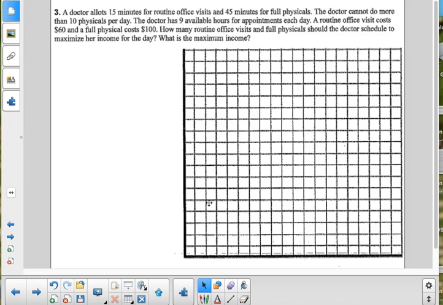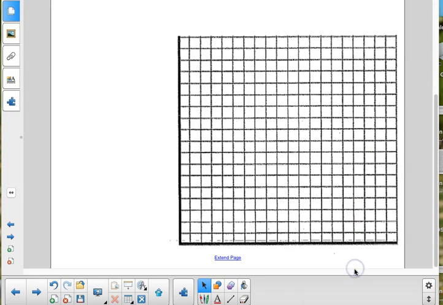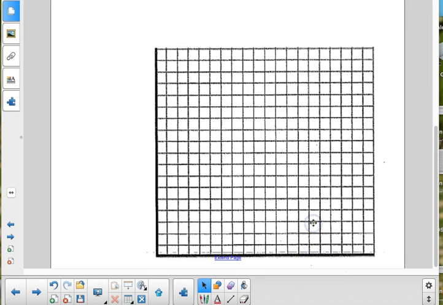All right, a doctor allots 15 minutes for routine office visits and 45 minutes for full physicals. The doctor cannot do more than 10 physicals per day. The doctor has 9 available hours for appointments each day. Each routine visit costs $60 and a full physical is $100. How many routine office visits and full physicals should the doctor do to maximize their income? What is the maximum income? I'm just moving this all down.